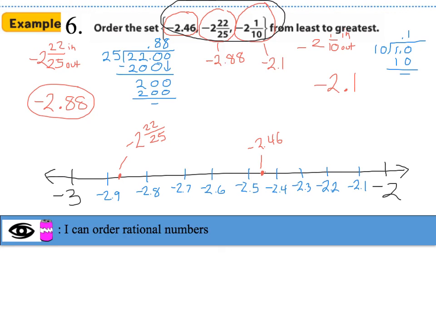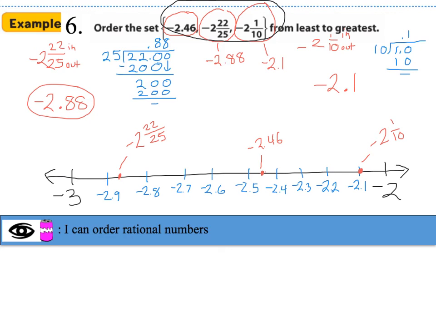And the last one that I'm going to graph is negative 2 and 1/10, and that's right here. I'm going to write negative 2 and 1/10. So now that I've completed my number line and plot my decimals on it and my fractions on it, I'm going to go ahead and place these in order from least to greatest.